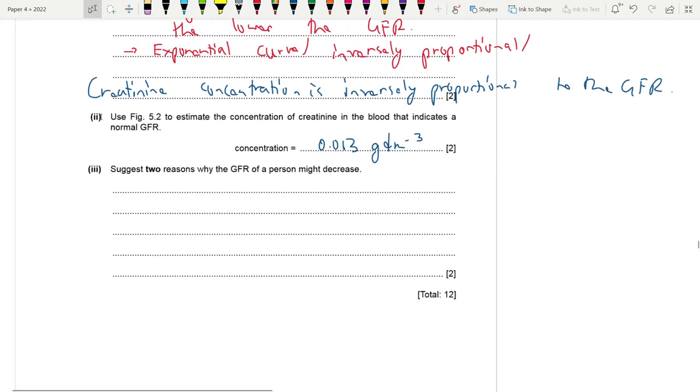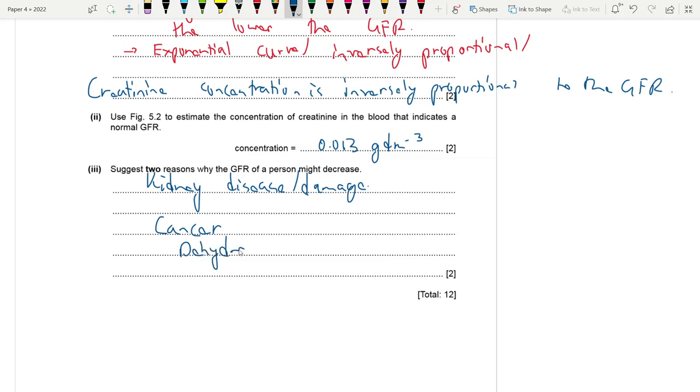So there's 2 reasons why the GFR of a person may decrease. When does GFR actually decrease? Think about it. Mainly due to kidney disease, or any damage. It may be due to cancer, it may be due to dehydration, your body wants to retain more water, or it may be due to low blood pressure, or it may be due to loss of blood, due to hemorrhage.